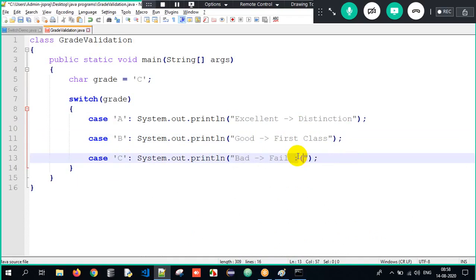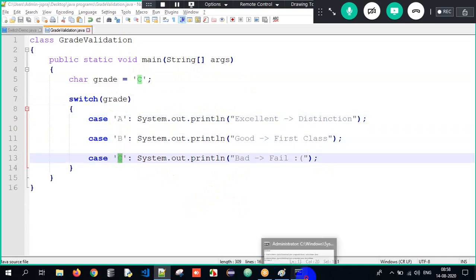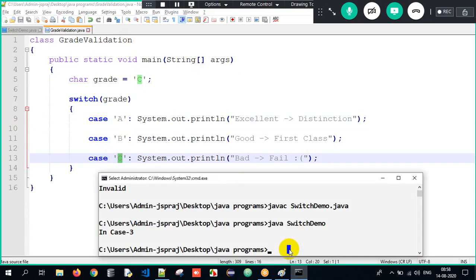Now, what will be the output of my program here? Sir, you're passing C. The grade is C. Is A equal to C? No. B equal to C? No. C equal to C? Yes. Bad, fail will get executed.